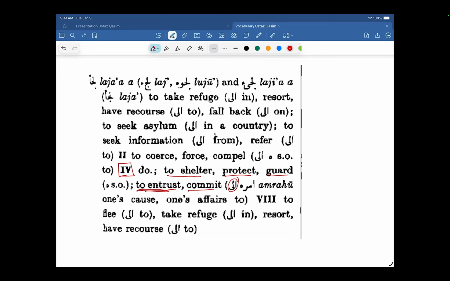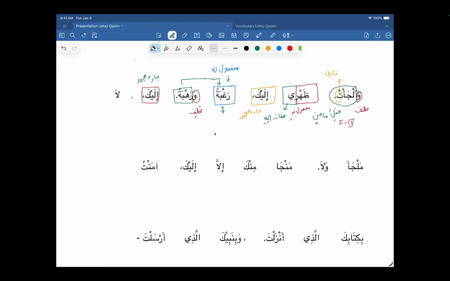You want to write down the form the way you wrote before? Okay, let me write it again. It should be al-ja'a, with the Hamza on the Aleph. Right, al-ja'a. So it should be on the Aleph.